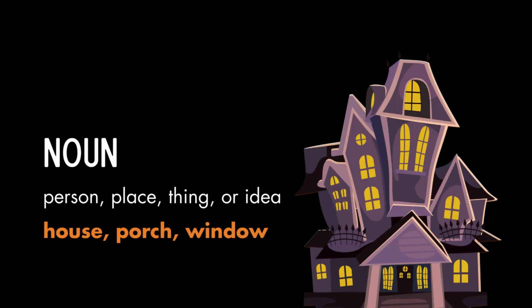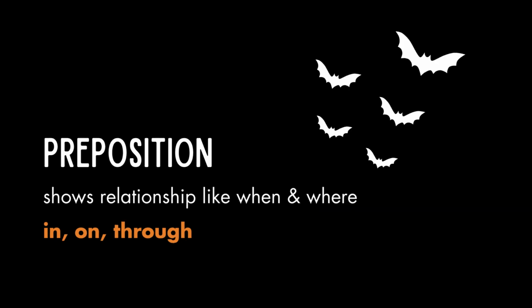5. Noun. Person, place, thing, or idea. For example, Bhangar Fort, porch, window, India. 6. Preposition. It shows relationship like when and where. For example, in, on, through.